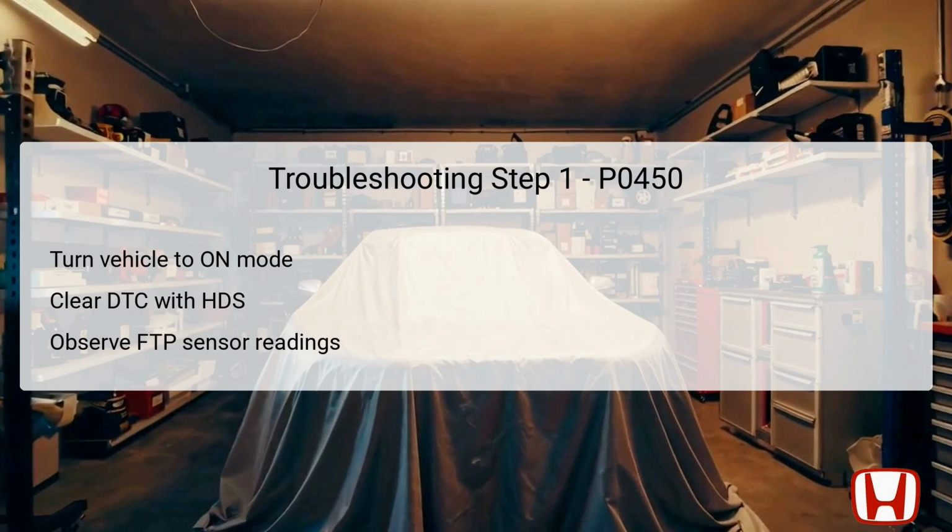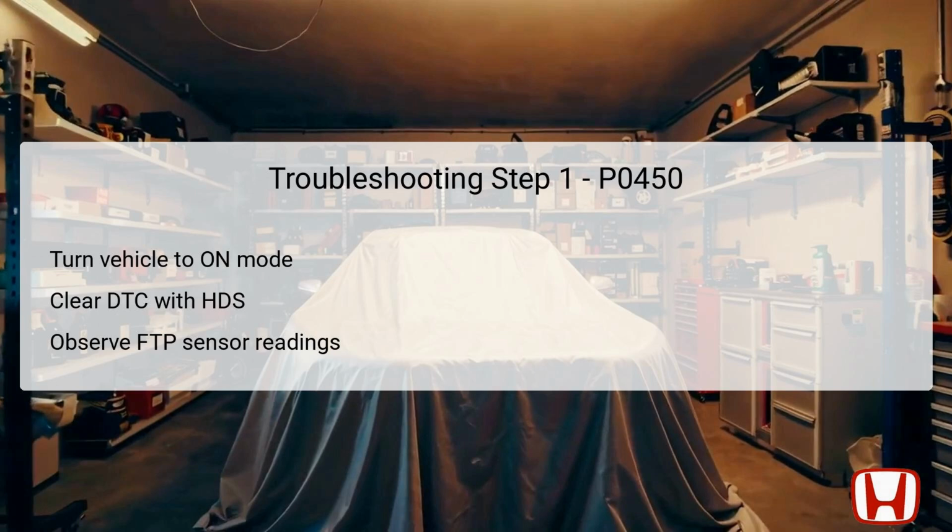To initiate troubleshooting for DTC P0450, begin by turning the vehicle to the on mode to power the necessary diagnostic systems. Next, use the HDS to clear any stored DTCs from the vehicle's memory. Once cleared, turn the vehicle off, lock mode, for a brief moment.